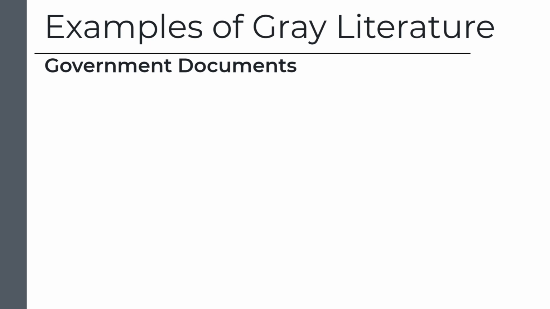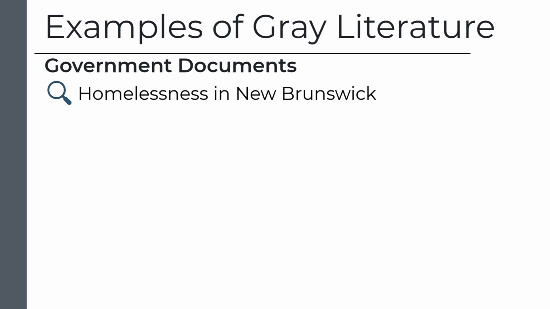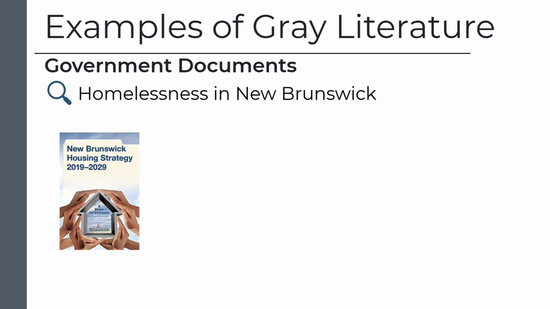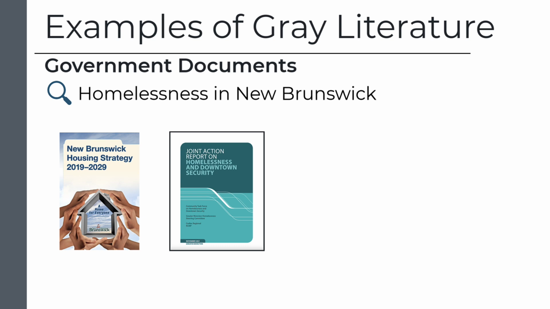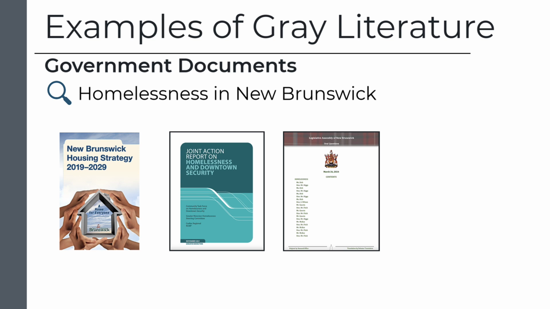For example, if you are researching homelessness in New Brunswick, you can start by examining provincial and municipal homelessness strategies, such as the Housing Strategy for New Brunswick or community action plans on homelessness, targeting homelessness in cities like Fredericton, Moncton, or Saint John. You might also consult debate transcripts from the Legislative Assembly of New Brunswick to learn about provincial political perspectives on the issue.